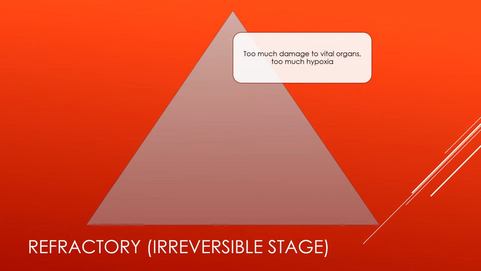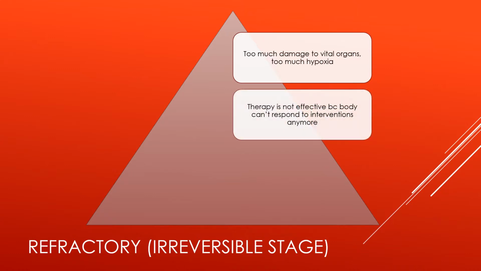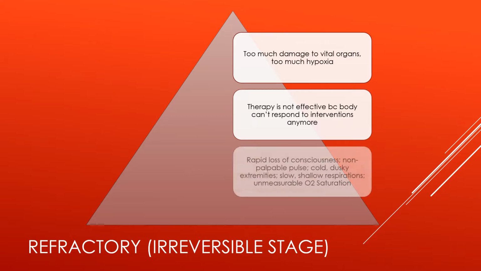In the refractory phase, there has been too much damage to vital organs and too much hypoxia. Therapy is not effective because the body can't respond to interventions anymore. There is a rapid loss of consciousness, non-palpable pulse, cold, dusky extremities, slow, shallow respirations, and unmeasurable oxygen saturation.